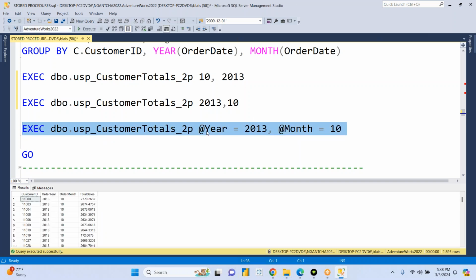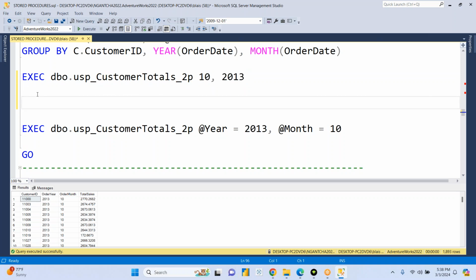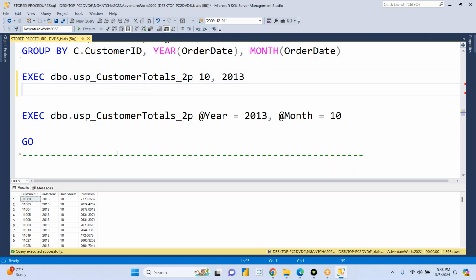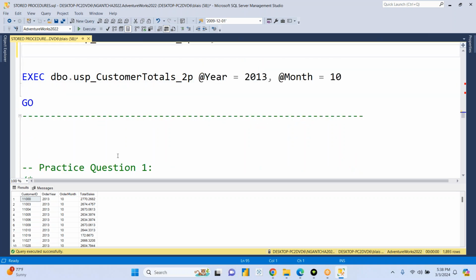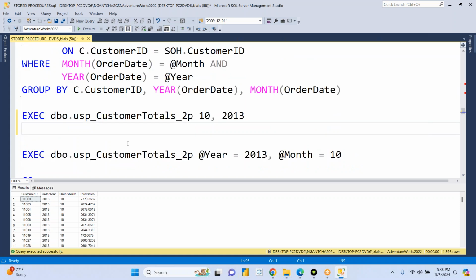Right? But if you don't want to go through indicating the parameter and the value, you must make sure you type the values in the order in which the parameters were created. I'm going to dismiss this so that it doesn't confuse you. Right? So this is the power of stored procedures.